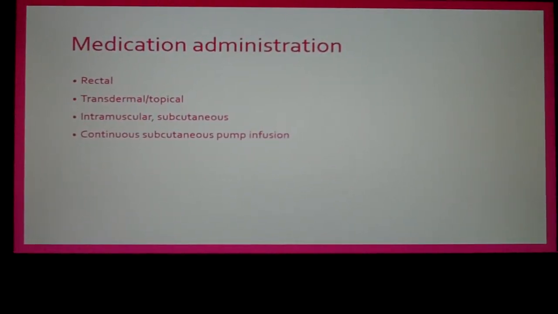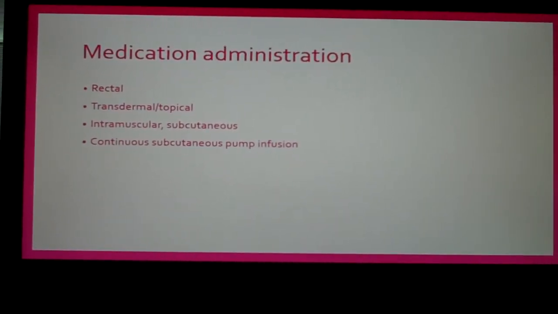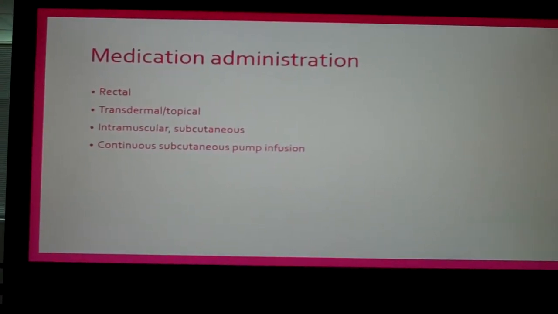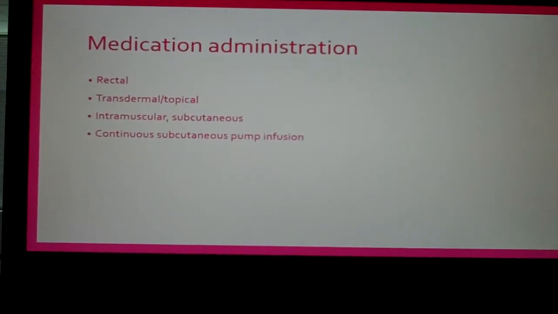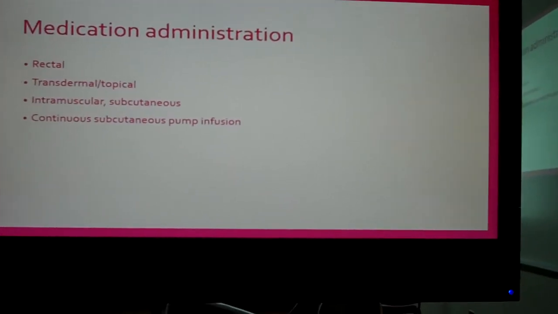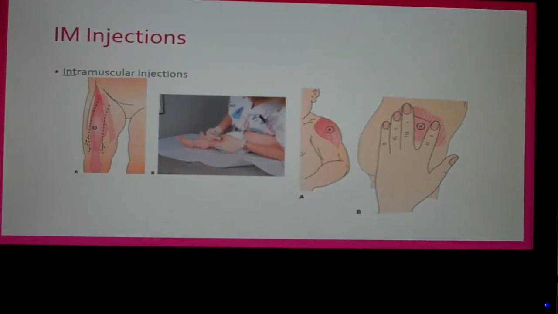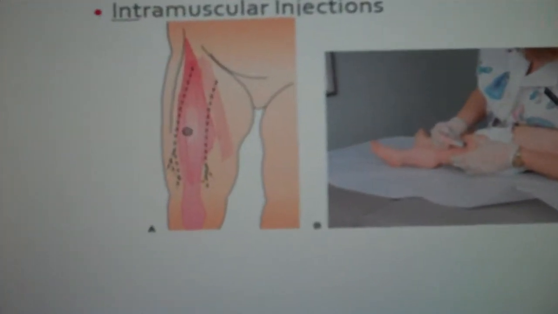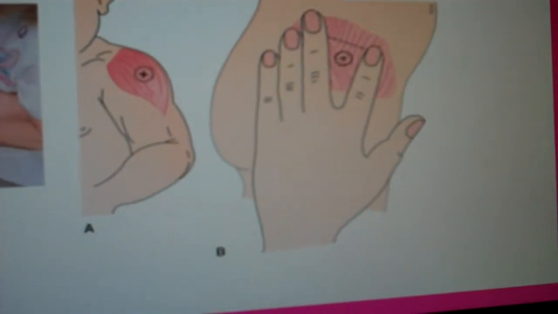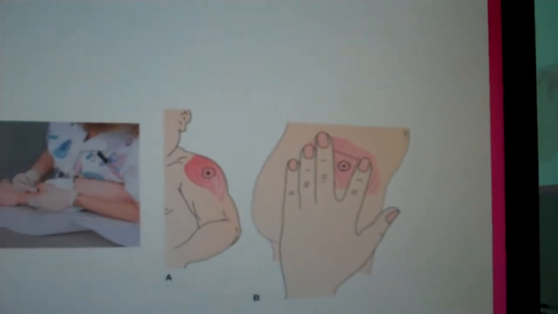For IM injection in children, infants use the vastus lateralis, such as when we gave the vitamin K. For older children, you can use the ventral gluteal. Here's a picture for infants, making sure that you're using the vastus lateralis. And then for older, you can use the ventral gluteal.